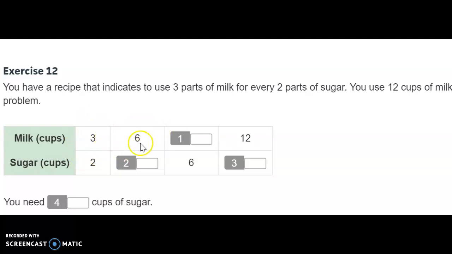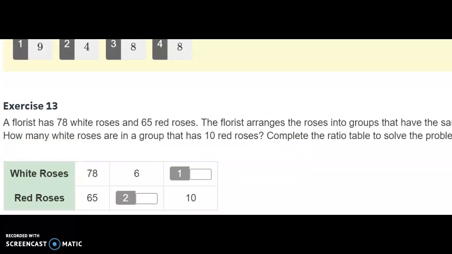Well, 3 times what is going to give you 6? Then you have to do the same thing here. 2 times what is going to give you this? So if they're going from 3 to 6, blank, 12, what is the missing number here? Okay, and the same thing down here, 2, blank, 6. What did they miss here? So just fill in your blanks. You got this. This one is a little different. So this one we are going to spend a minute with.